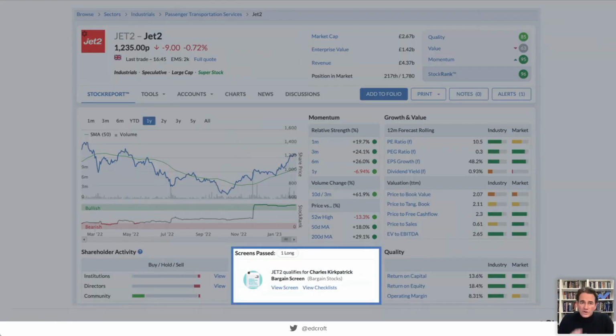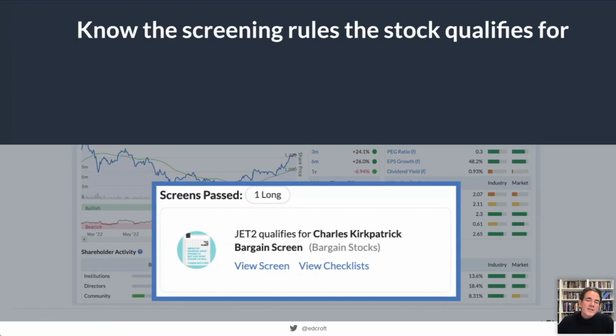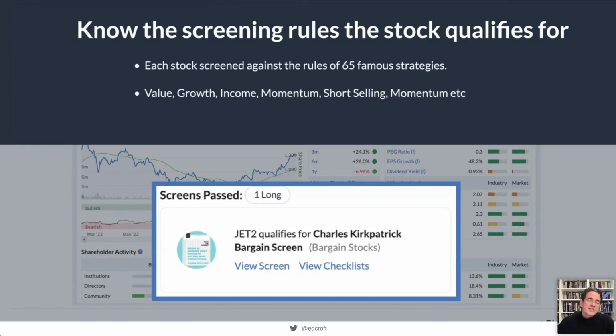It's right here on the StockReports. And you probably know if you go into browse, you'll find all these 65 different guru screens that we publish. And we tag all the stocks in the market that qualify for them. So we can see Jet2 is qualifying for one of those screens. And that's quite useful, actually, because you can then click through and view the screen. You can just get a sense of, okay, it's in what he's calling his bargain screen, but it's more of a value and momentum screen.